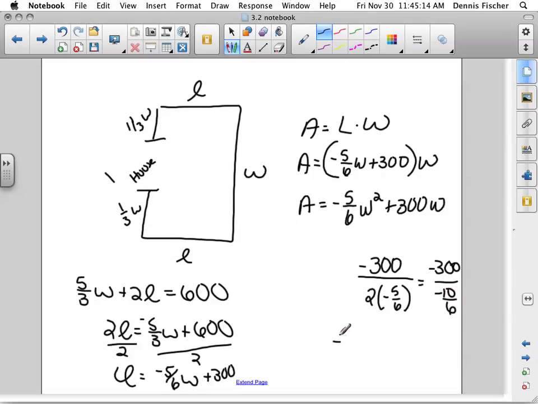So I'm going to do it off the side here. I got negative 300 times 6 over 10 negative, which is equal to 180. That is our W, 180 is my W. The other is 60. This would be 60, this would be 60, I had 600 meters of fencing, so that'd be 300, these are 150.